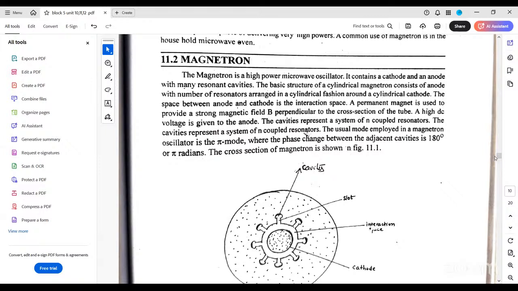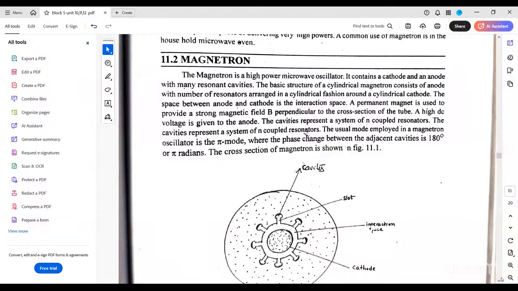See the back side here, essay questions for model questions. Essay, what is mentioned here? Discuss in detail with a neat diagram about two-cavity klystron. Important question. This can come in short. Next, magnetron.